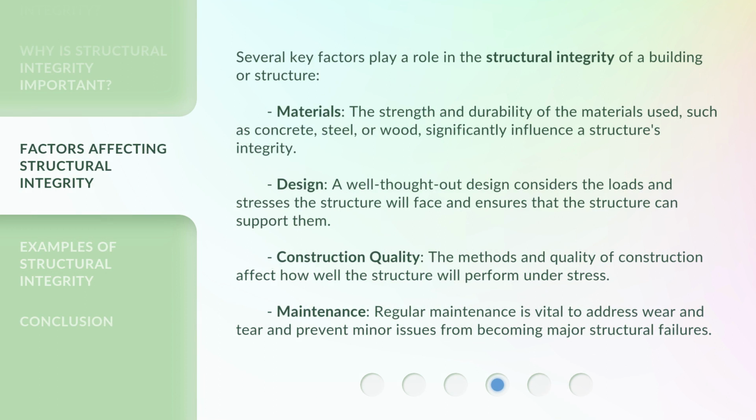Several key factors play a role in the structural integrity of a building or structure. Materials. The strength and durability of the materials used, such as concrete, steel, or wood, significantly influence a structure's integrity. Design. A well-thought-out design considers the loads and stresses the structure will face and ensures that the structure can support them. Construction quality. The methods and quality of construction affect how well the structure will perform under stress. Maintenance. Regular maintenance is vital to address wear and tear and prevent minor issues from becoming major structural failures.